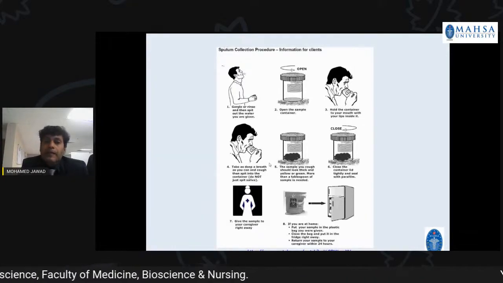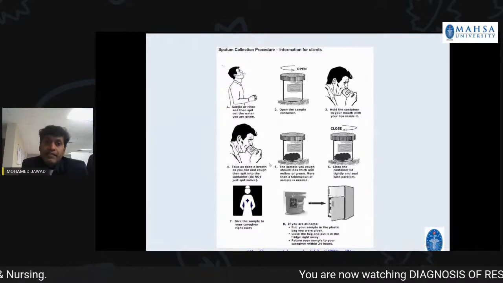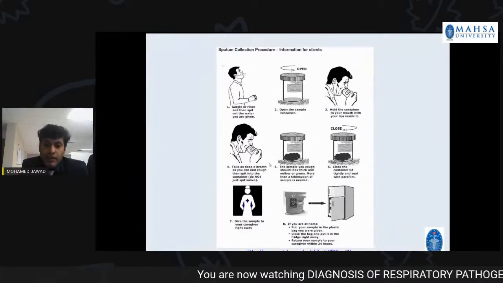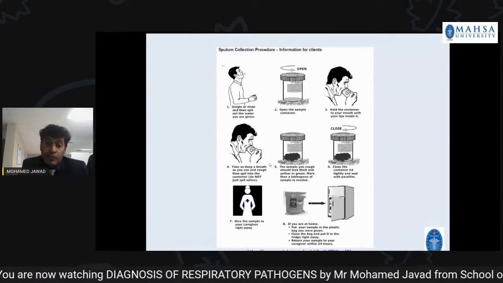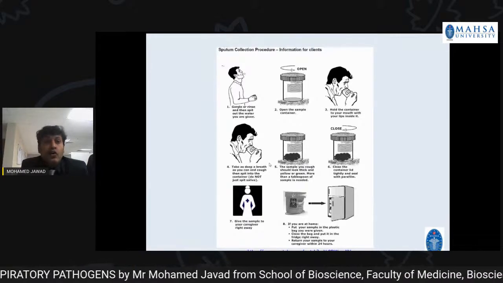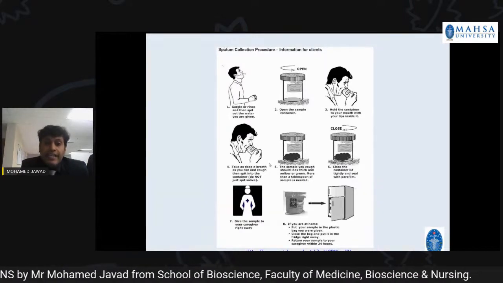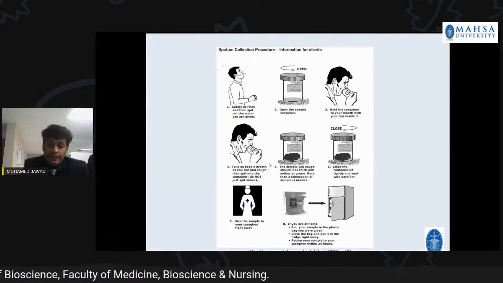Okay. So you can see we are looking at the specimen. It's very thick, which means it is a suitable one. Thick and yellow or green. In some Pseudomonas infections, it becomes a very green color. Then we have to close the lid. If there is any delay, we have to keep it in the fridge. Don't refrigerate. Okay.